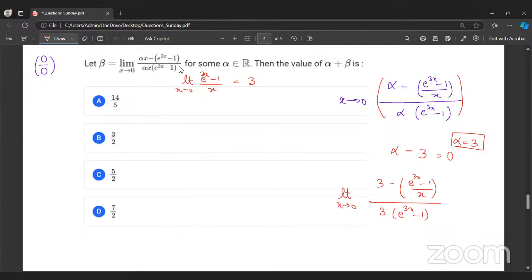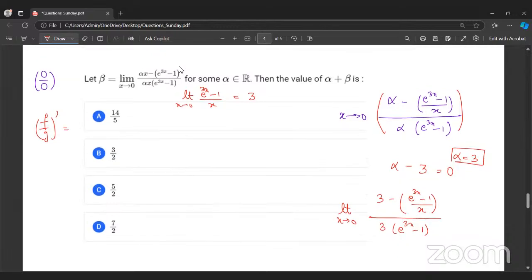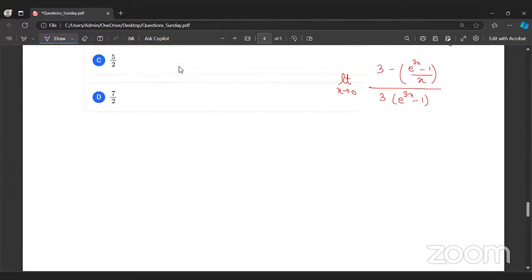So tell me, how should we solve such a limit? Now it is 0 by 0 form. How should I solve it? When you have two functions in division, does any one of you know how to differentiate it? If you don't know that, you still have one option left. You can use infinite expansion. Can anyone tell me what is the infinite expansion of e raised to x? What is the expansion of e raised to x?